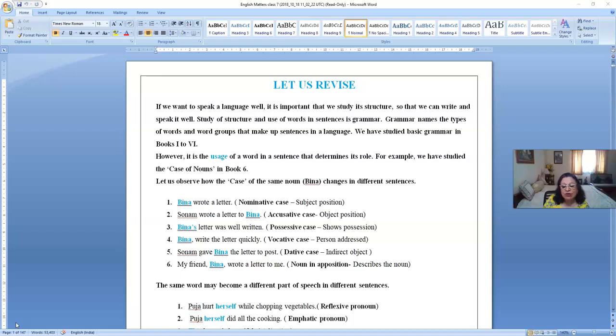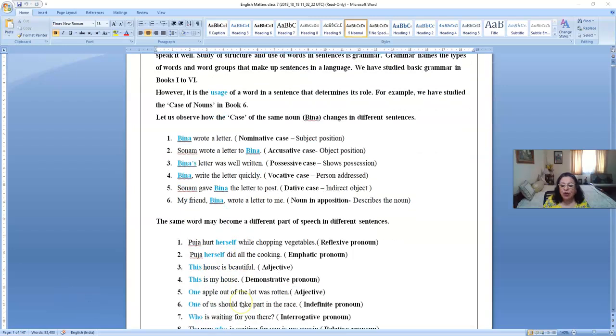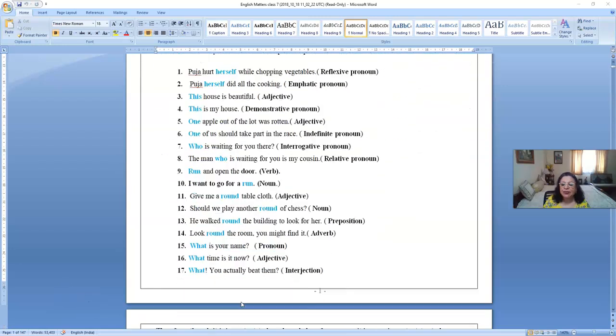The same word may become a different part of speech. Now you see, the same word has a different case in these sentences. But now one word may become a totally different part of speech in a different sentence. Now we take a sentence like, Pooja hurt herself while chopping vegetables. Now you've studied the self, herself. Pooja hurt whom? Herself. So it's reflecting back on her. So it is a reflexive pronoun.